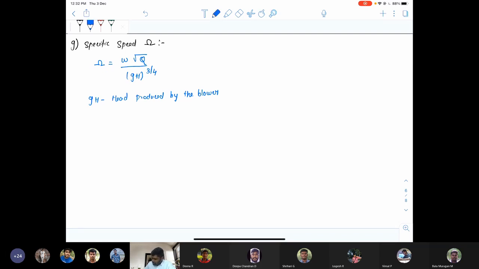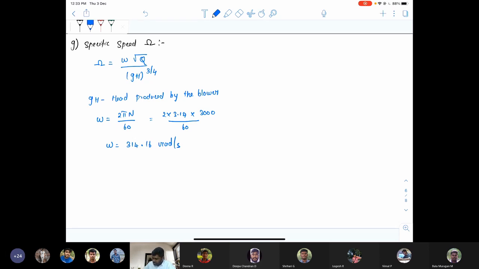We know that omega is given by the equation 2 pi n divided by 60. Omega, the angular velocity, is equal to 2 pi n divided by 60, and on substituting you will get 2 into 3.14 into 3000 divided by 60. You will get the value of omega, angular velocity, is equal to 314.16 radian per second.